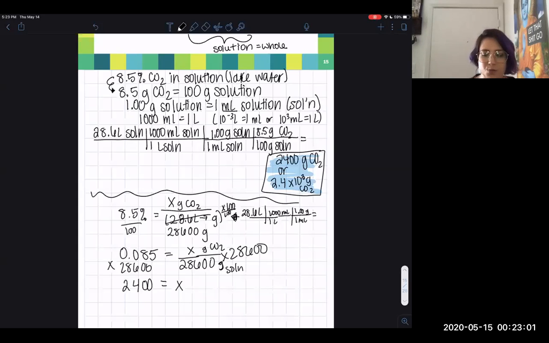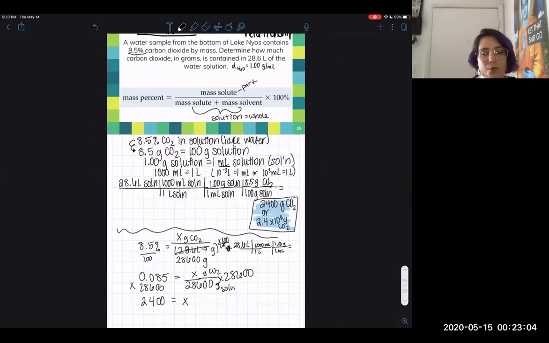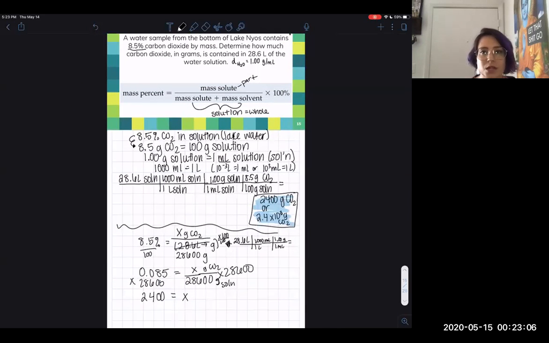Questions about using mass percent here? It's the same as the way we used mass percent before. And you did a whole lab on mass percent. You did all those extra practice problems at the end about mass percent. So I'm assuming that we're probably good on this.